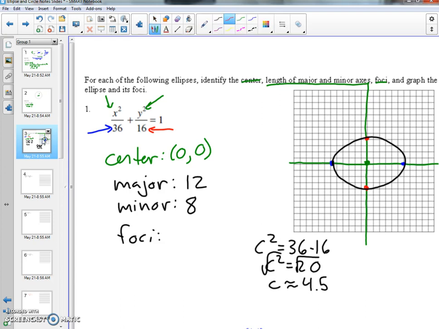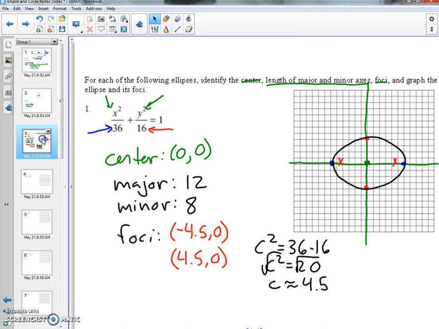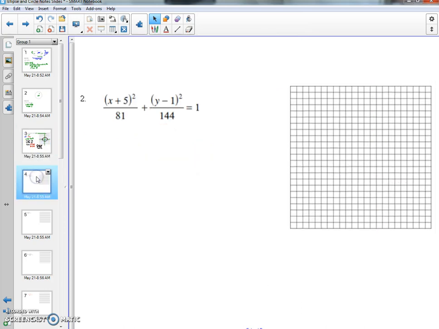1, 2, 3, 4.5, and just put my x there. And then I want to say what the coordinates of those foci are. So negative 4.5, 0 for the foci on the left, and positive 4.5, 0 for the foci on the right. All right, let's look at the next one here.